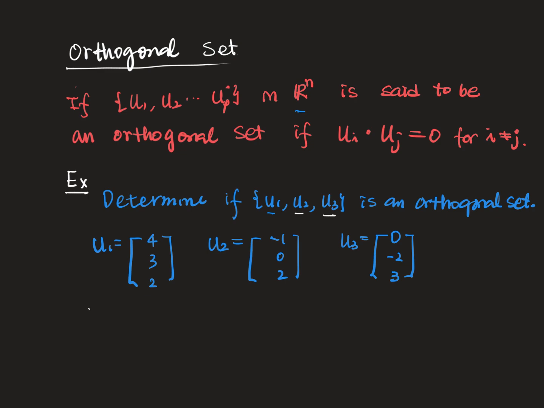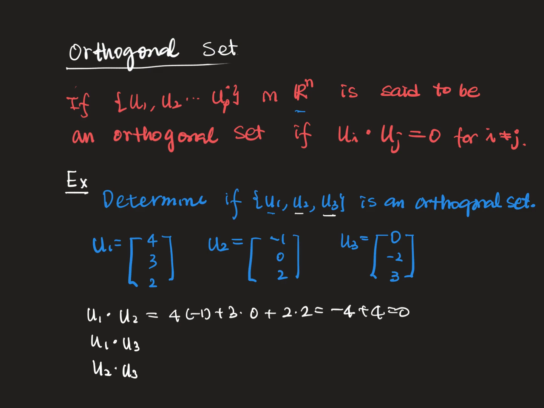That means u1 inner product u2 should be 0, u1 inner product u3 should be 0, and u2 inner product u3 should be 0. Let's check it. u1 inner product u2 is 4 times negative 1, 3 times 0, 2 times 2: negative 4 plus 4 is 0. So u1, u2 is orthogonal. u1, u3: 4 times 0, 3 times negative 2, 2 times 3, which is 0.